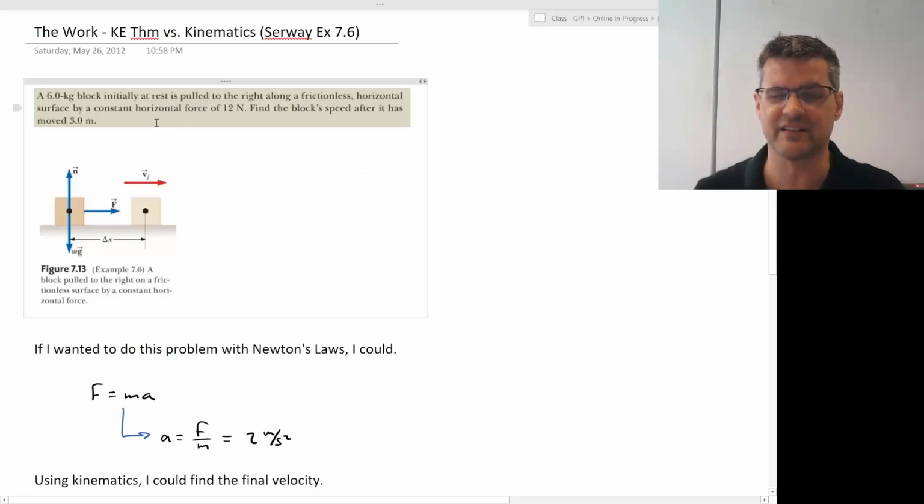So we've got this 6 kilogram block, initially at rest, that is pulled to the right along a frictionless horizontal surface by a horizontal force of 12 newtons, shown here. Find the block's speed after it has moved 3 meters.